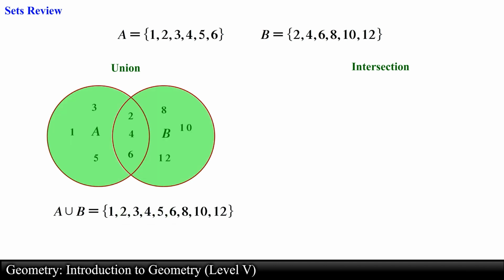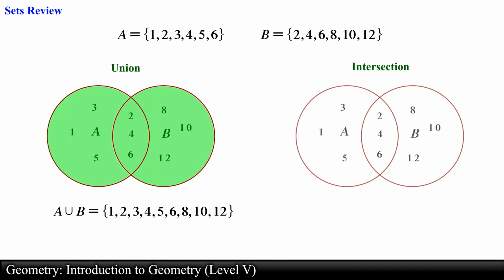In contrast, if we are asked to find the intersection between set A and B, we would denote it as follows. A intersection B. This symbol looks like an upside down U, and it sort of looks like the capital letter A if you use your imagination.